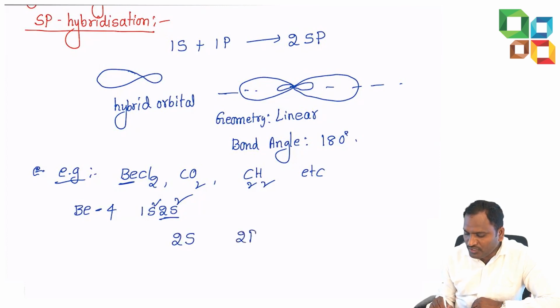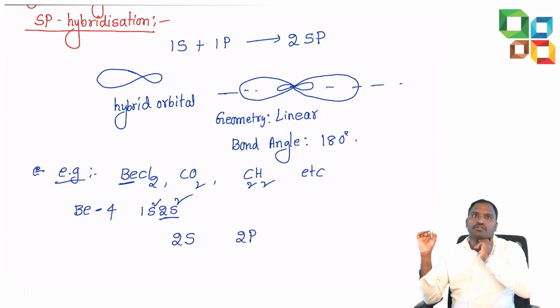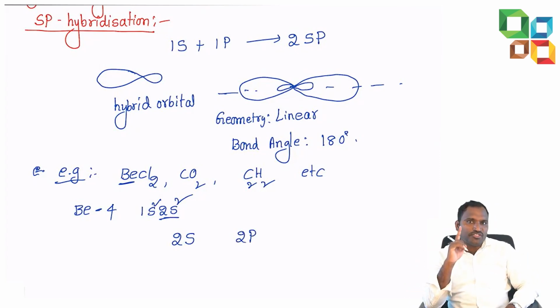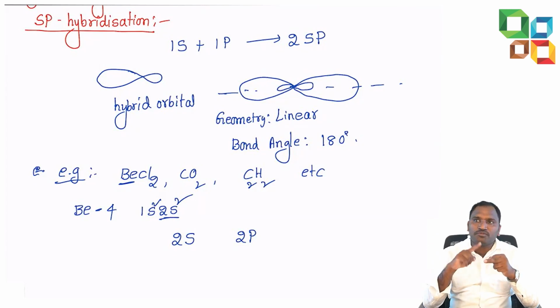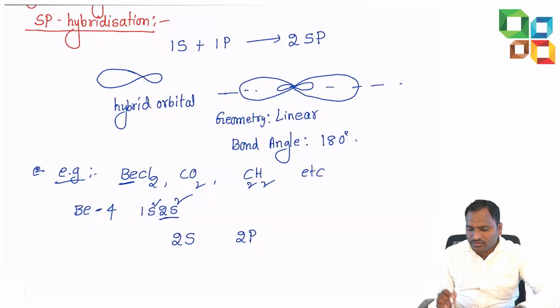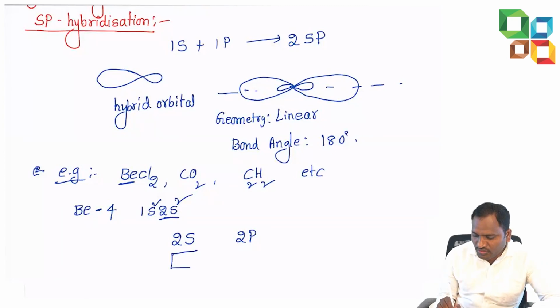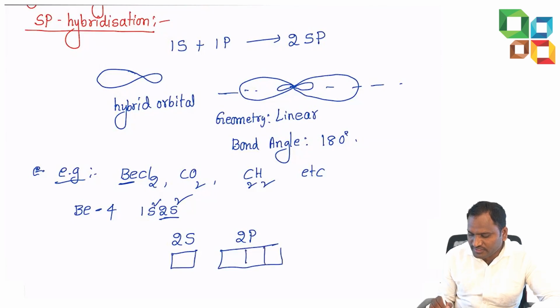So here 2p orbitals will be there. The first shell contains only one subshell, that is 1s. The second shell contains two subshells, 2s and 2p. So the p subshell starts from the second shell, the d subshell starts from the third shell, like this. Now s has one orbital, and the p subshell has three orbitals.